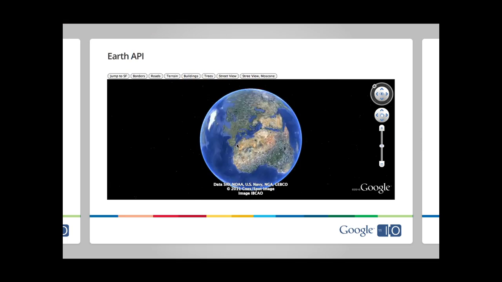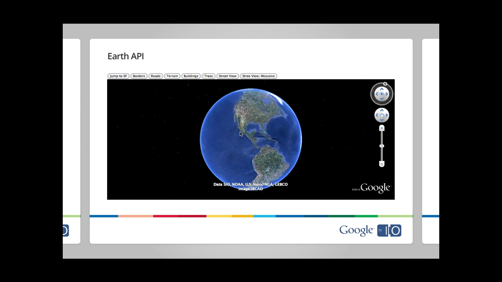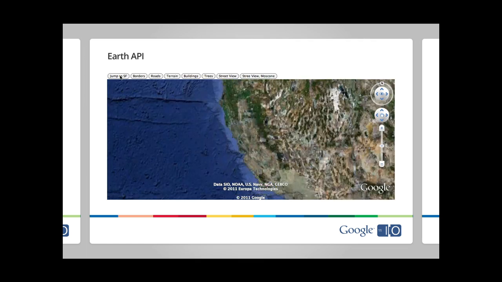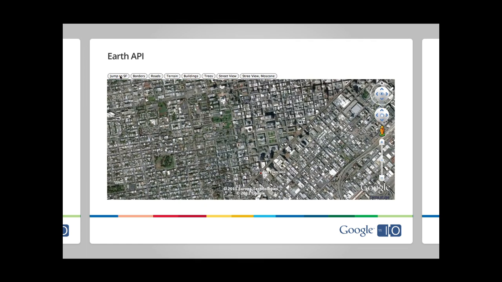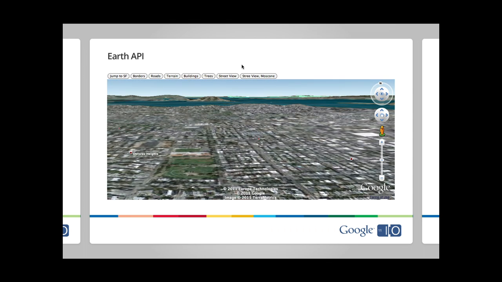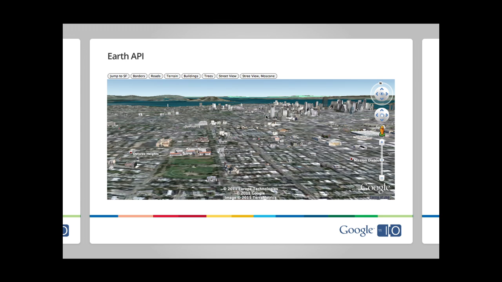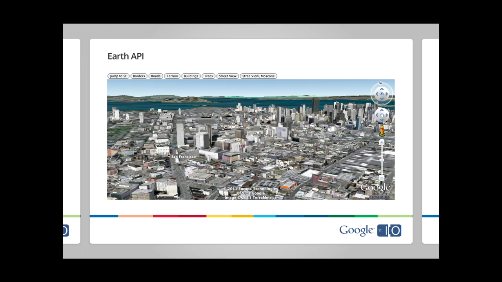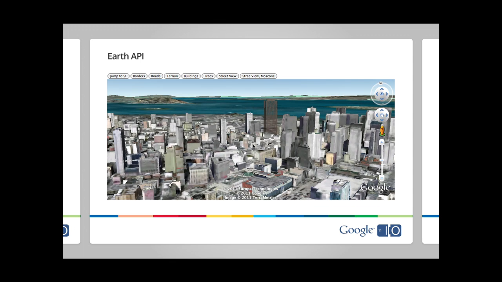There we go. So here's Google Earth. I can turn on borders. There are various options for what I can do. I programmatically set a button that just jumps to San Francisco. I can pan down here and turn on or off terrain. One of my favorite features is the buildings layer. This gives you a really good idea of what a city looks like in 3D, as opposed to a top-down view of a map.